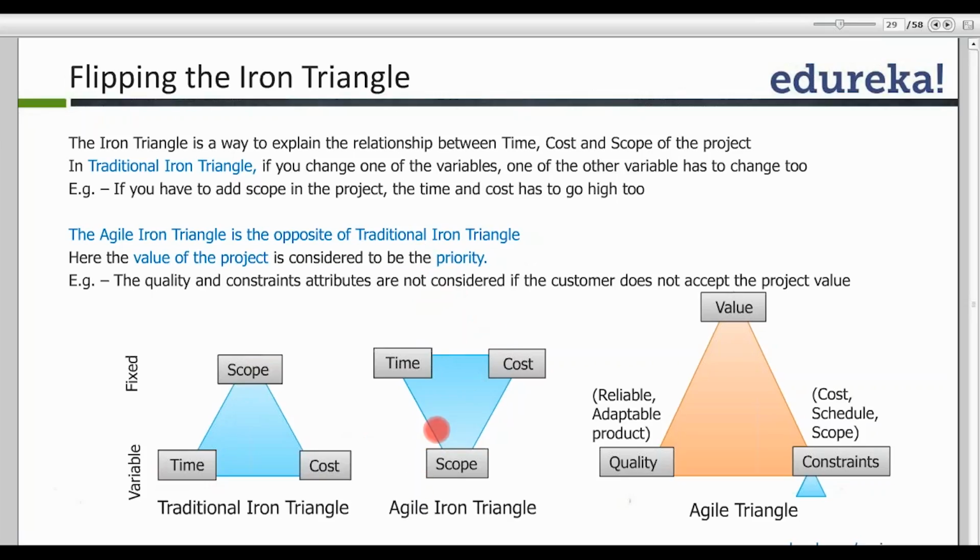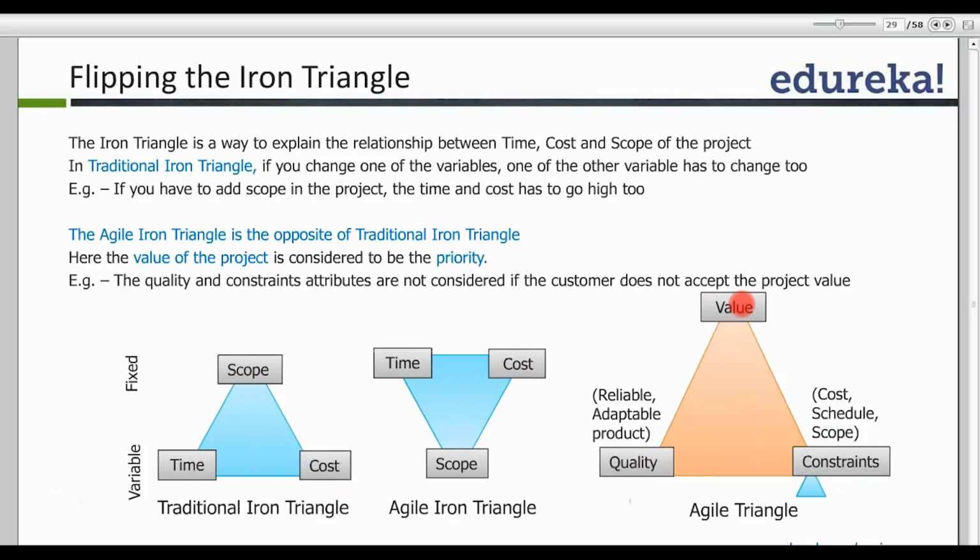Now there's a further enhancement to the agile iron triangle, which is called the classic agile triangle. In that, value is fixed. The value which you're giving to the customer is fixed. Constraints now include scope, schedule, and cost. Your quality, which is your reliable, adaptable product, is variable. But what you are more concerned about in an agile triangle is value. Value is something you cannot compromise from a customer's perspective.